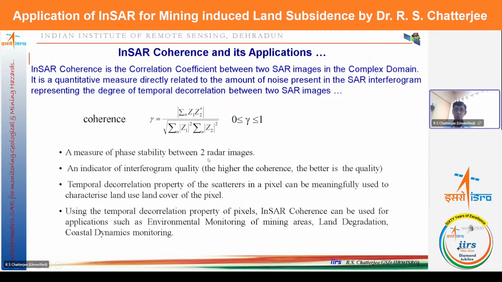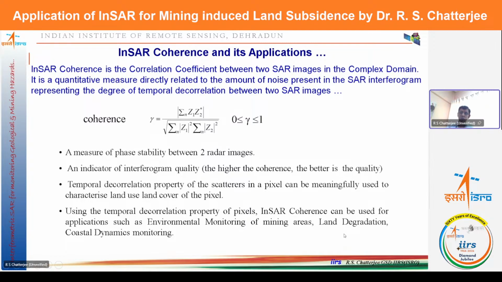It's a measure of phase stability between two radar images, an indicator of the interferogram quality. The higher the coherence is, the better is the quality. But what it represents, essentially, is the temporal decorrelation property, and a bit of spatial decorrelation as well, due to the spatial baseline, but essentially the temporal decorrelation property of the scatterers in a pixel. And that can be meaningfully used to characterize land use, land cover of the pixel, scatterer stability of the pixel. And using this temporal decorrelation property of the scatterers in the pixels, this InSAR coherence can be used for environmental monitoring of mining areas, land degradation, coastal dynamics, many applications we can have.